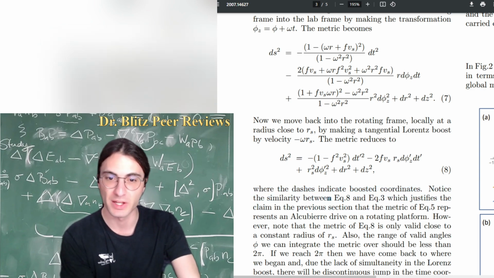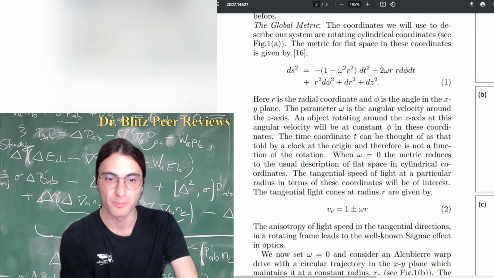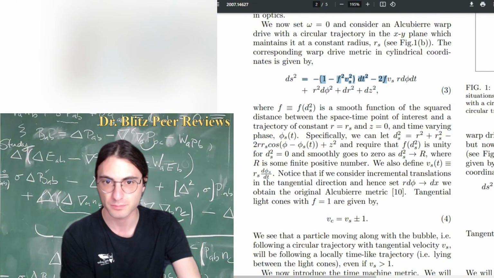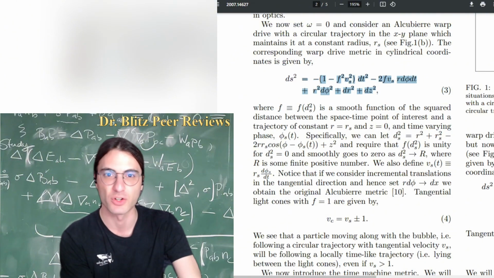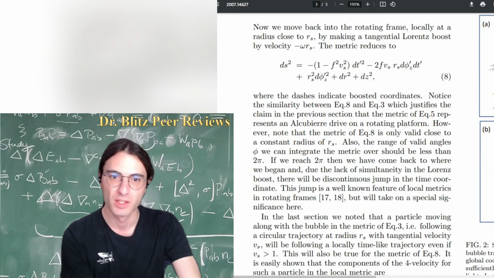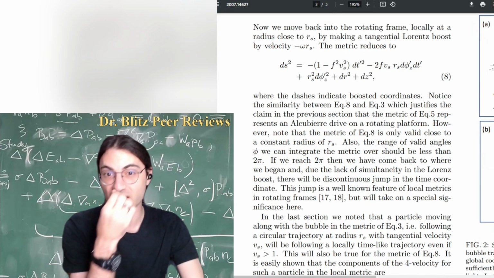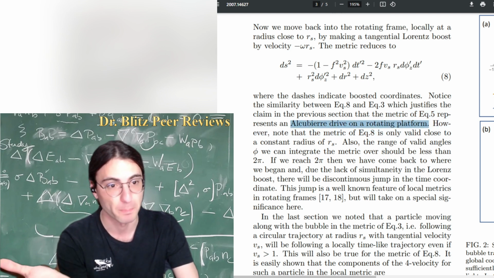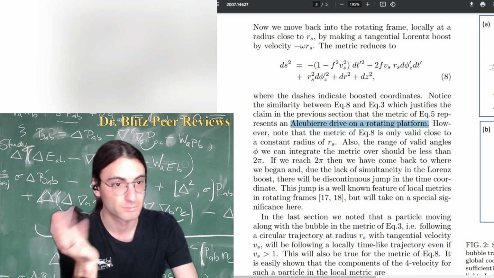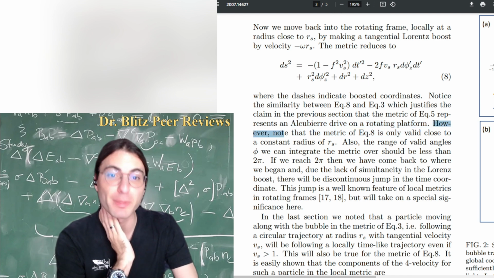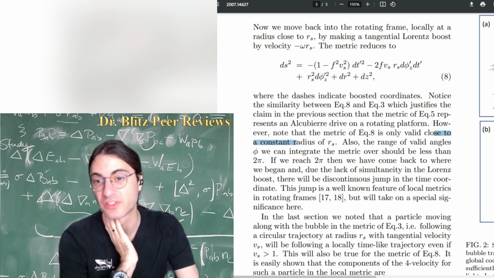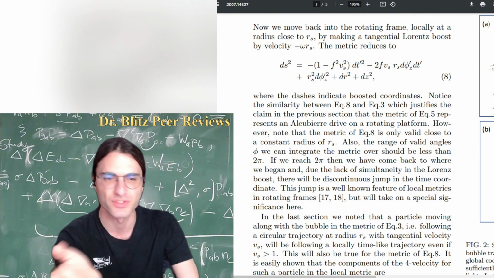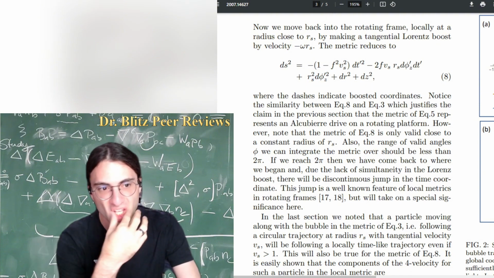Notice the similarity between equation 8 and equation 3. Equation 3 being this one, the Alcubierre drive with a circular trajectory. This justifies the claim in the previous section that the metric of equation 5 represents an Alcubierre drive on a rotating platform. However, note that the metric of equation 8 is only valid close to the constant radius of r sub s. That's fine, this is an approximation.